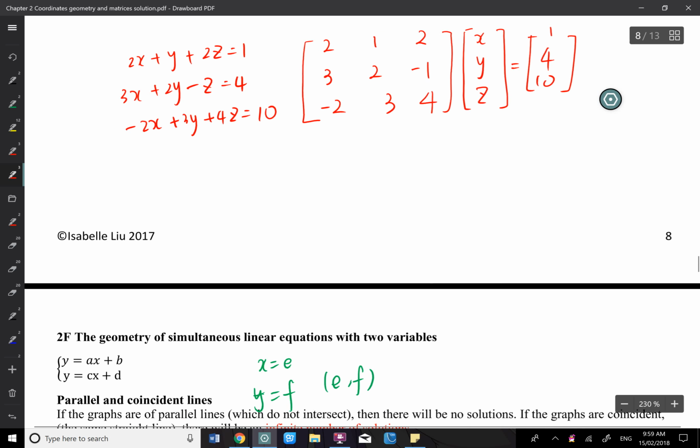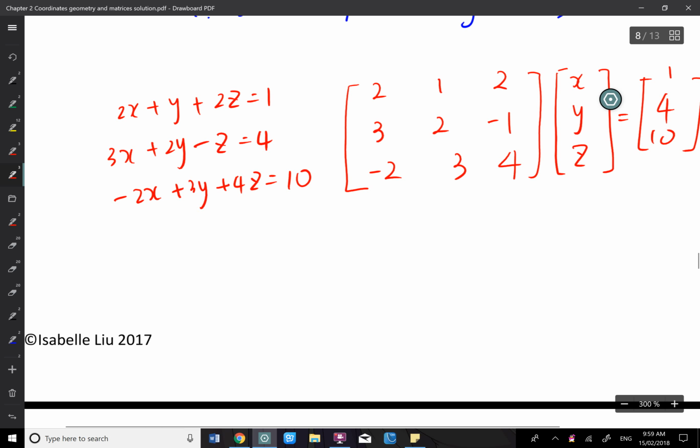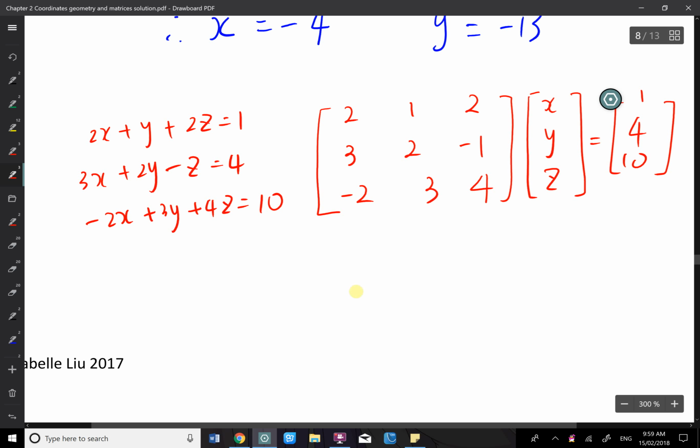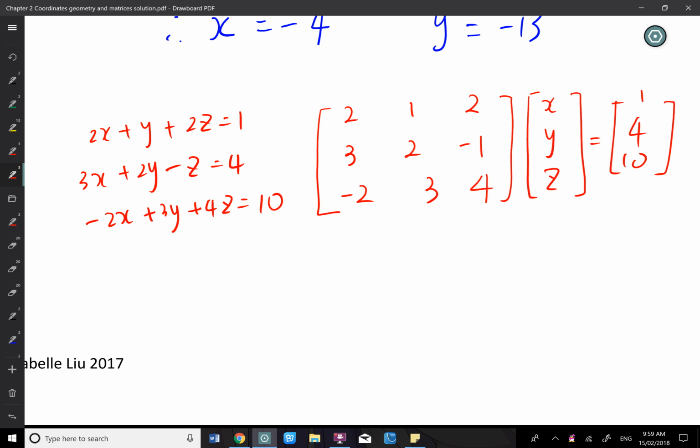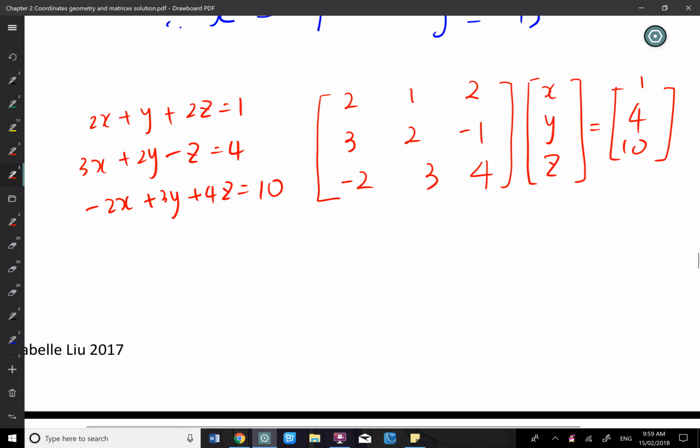Just a little bit of extension. If you have 3 simultaneous linear equations with x, y, z values, what you put is the ax plus by plus cz equals k form. Okay, 3 variables, 3 equations. So again, in exactly the same order: 2, 1, 2, 3, 2, minus 1, minus 2, 3, and 4, times x, y, z, and then the answer 1, 4, 10. Sometimes it may ask you how to set up the matrix for these 3 simultaneous equations. So that's how you set it up.